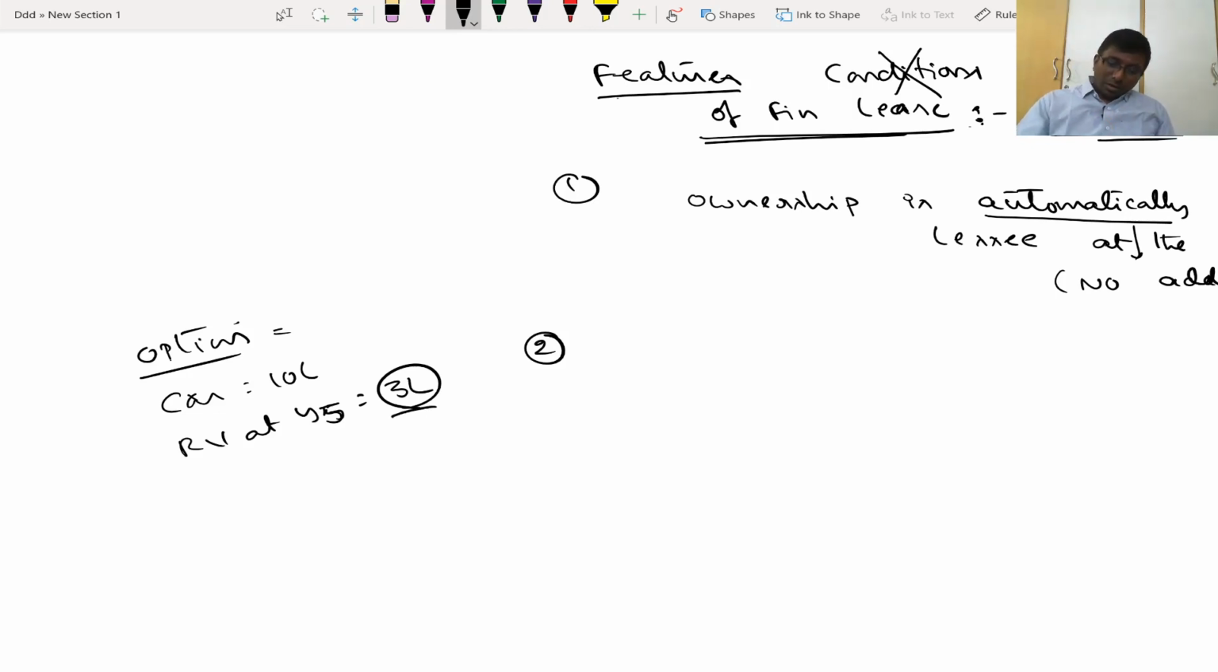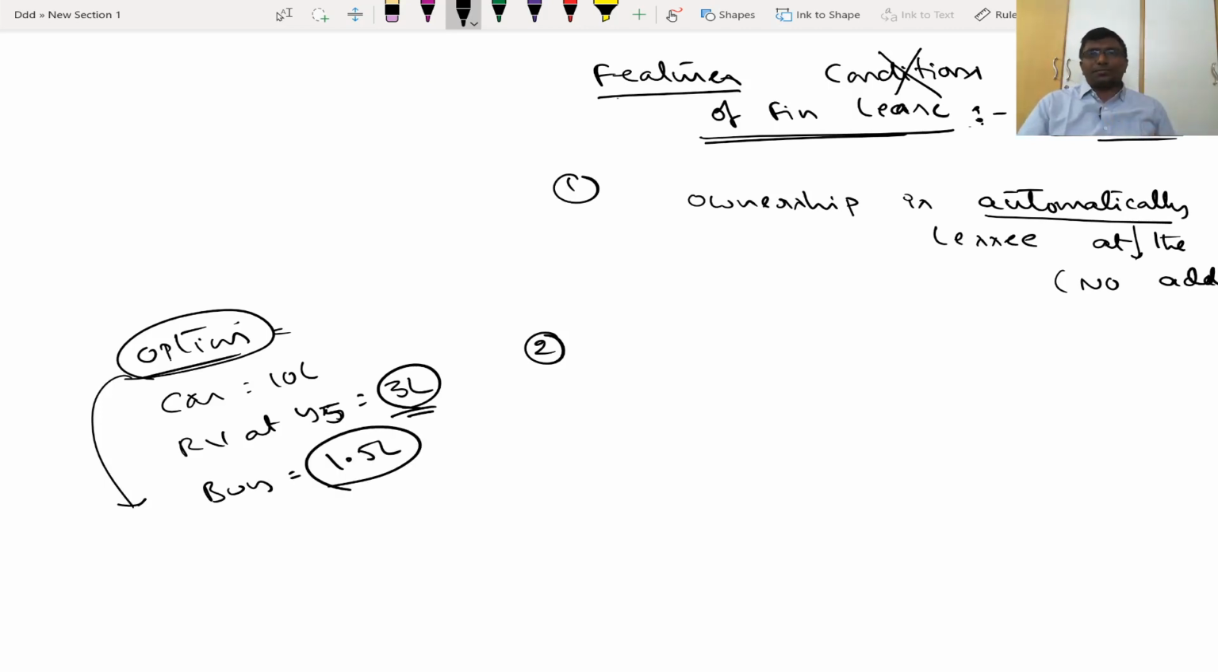Now the lessor is giving an option to the lessee: if you want, you can buy my car for only 1.5 lakh rupees. The offer price is 1.5 lakh, but the market price is 3 lakh. Will you exercise this option or not? 100% you will exercise it. For a car worth 3 lakh, you are getting it for 1.5 lakh. Even if you do not like the car, purchase it from me for 1.5 and sell it in the market for 3 lakh, making a straight gain of 1.5 lakh rupees.